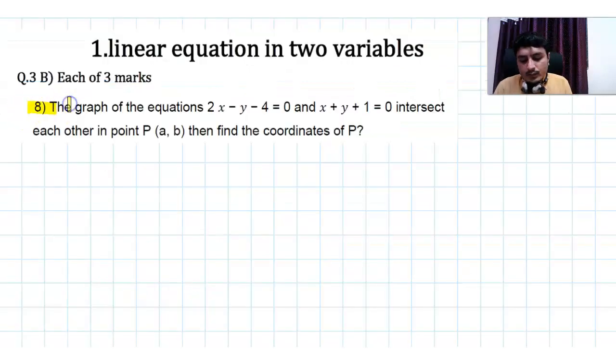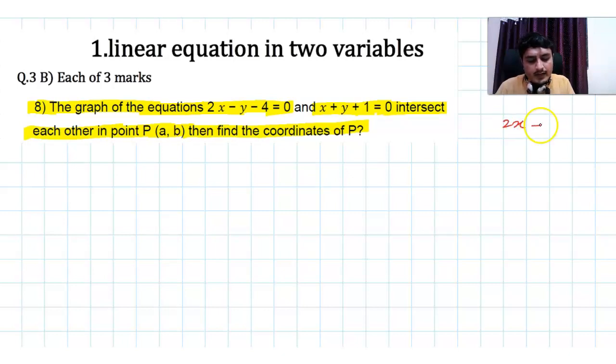Look at the 8th sub question. The graphs of the equations 2x minus y equals 2, x minus y minus 4 equals 0 and x plus y plus 1 equals 0 intersect each other at point P (a, b). Then find the coordinates of point P. Now, we are given the first equation of the kind x minus y minus 4 equals 0.